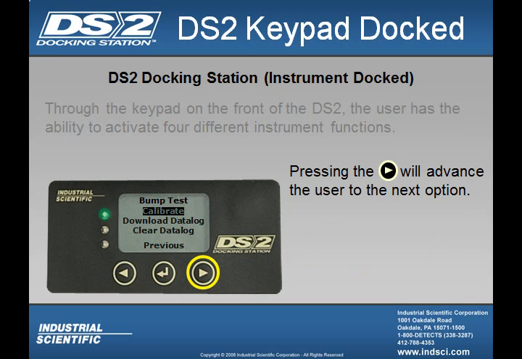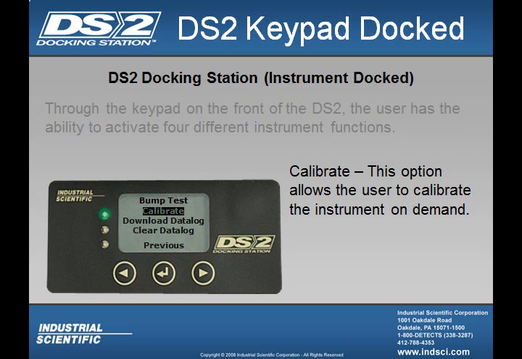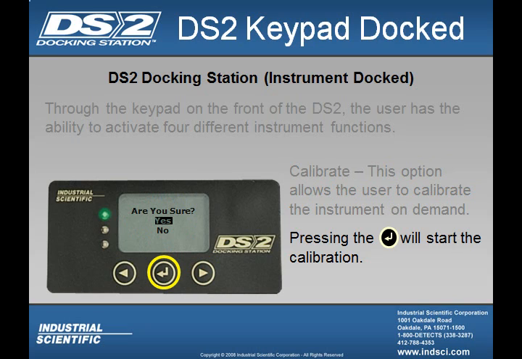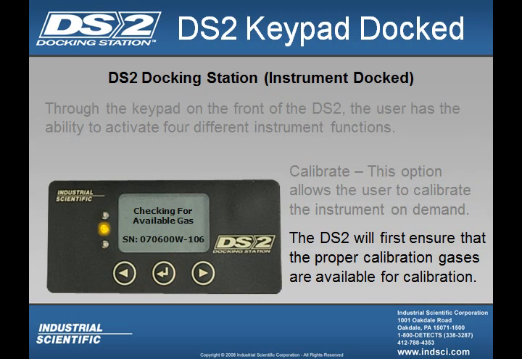And from bump test, if I wish to calibrate my instrument, I can advance to calibration by pressing my right arrow. Once I have calibrate highlighted, I can now force the instrument through a calibration. Pressing the Enter button allows me to select that calibration. It'll ask me if I'm sure I want to calibrate. I'll leave yes highlighted by pressing Enter again.